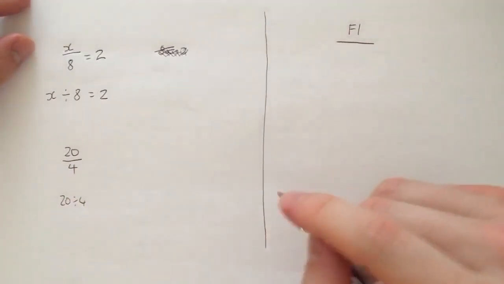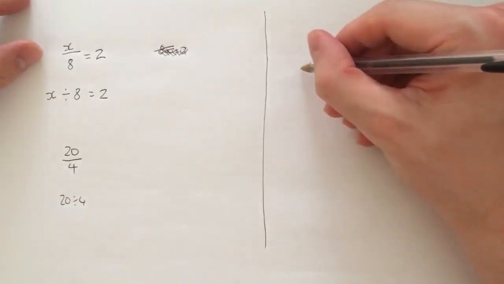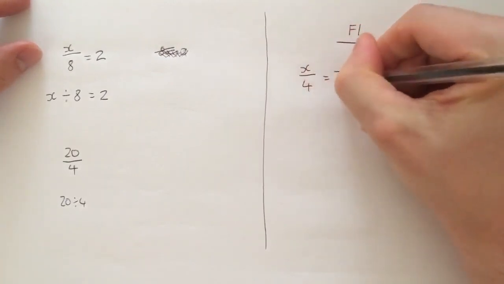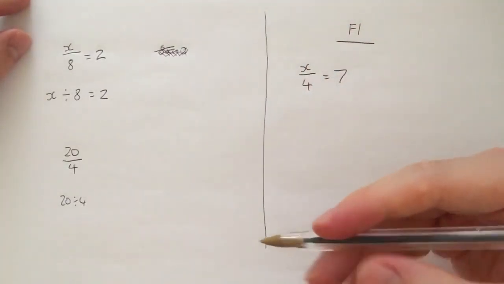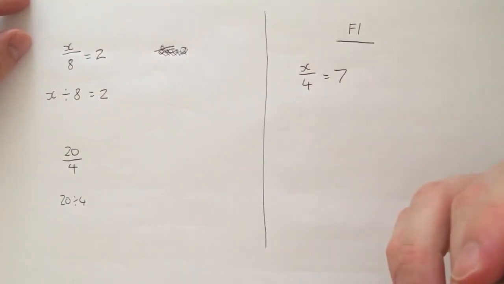Okay? Now we'll look at F1, because F1 is then using what we've got there. So I'll do two examples of F1. First one, x over 4 equals 7. We know that what that actually means is x divided by 4.